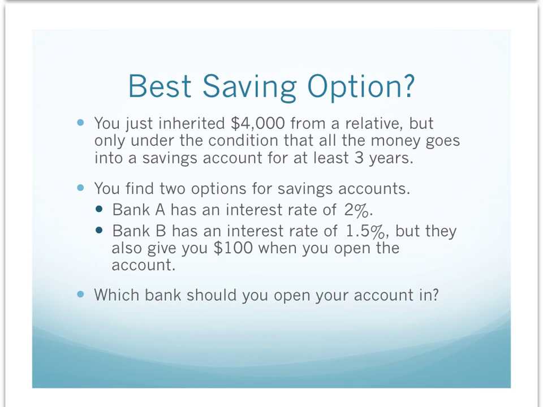This example actually involves two problems at once. You just inherited $4,000 from a relative, but under the condition that all the money has to go into a savings account for at least 3 years. You find two options for a savings account, and I'm asking you which one you'd rather put your money in, obviously with the objective to earn the most interest over those 3 years, so you have more money when you take it out.